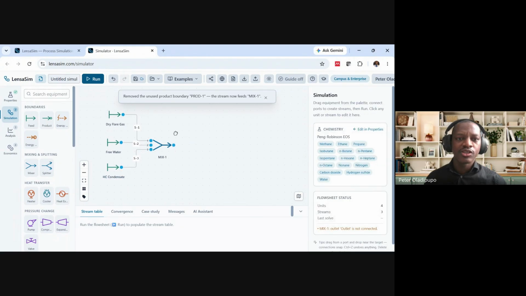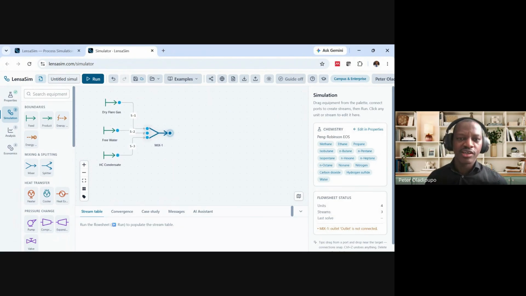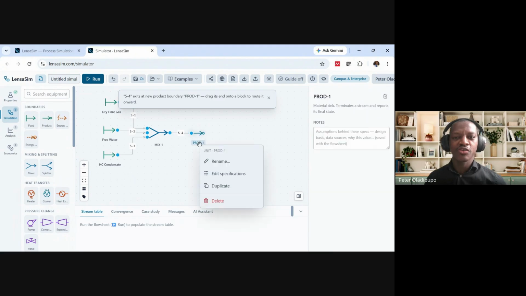All right. So we have those 3 streams entering the mixer, and then the product stream, that is what is coming out. So this is the actual flare gas. Okay, so let's call it actual flare gas.